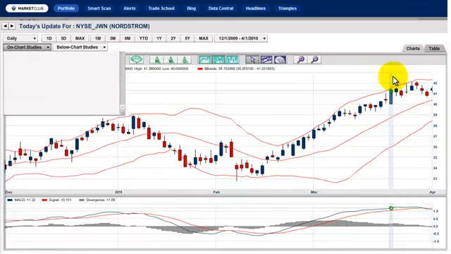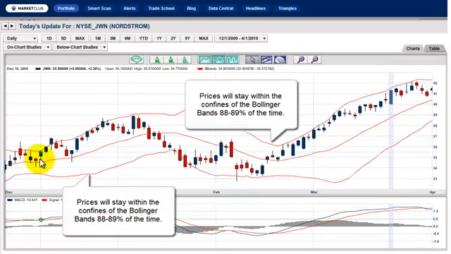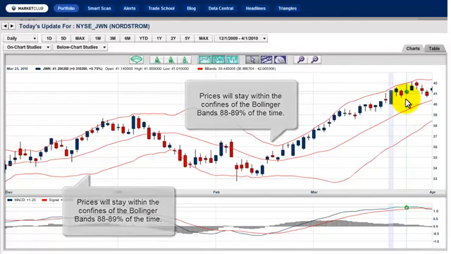So you click off, and what John Bollinger was saying with the bands is the prices, like here, are going to stay within the confines of the bands about 89% of the time, which is pretty true. So what we're looking for is a W bottom, and I see one right here.